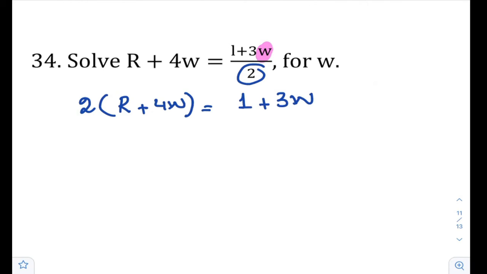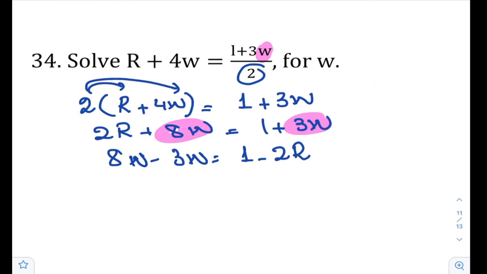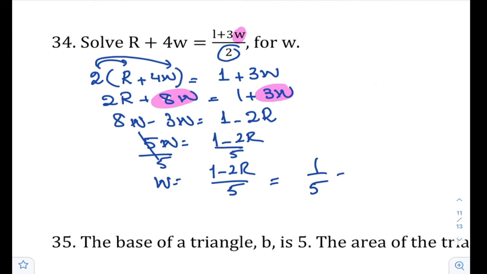And then we will distribute. 2 times r, 2 times 4y is 8w, 2w I mean. So it's 1 plus 3w. We have like terms. So 8w minus 3w is equal to 1 minus 2r. 8w minus 3w is 5w. And divide both sides by 5. w is equal to (1 minus 2r) over 5. You can write it as well: 1 over 5 minus 2 over 5r. You can write it in this way.